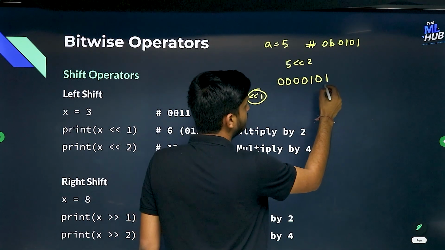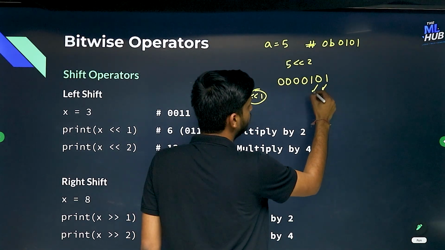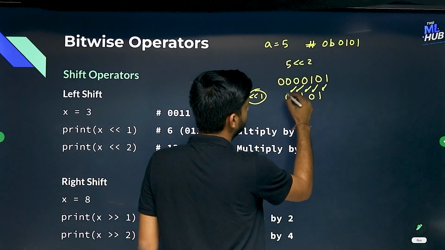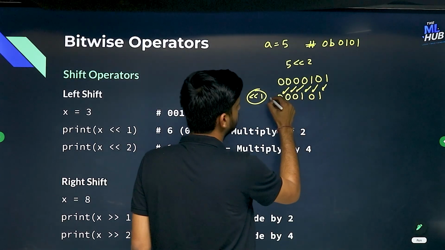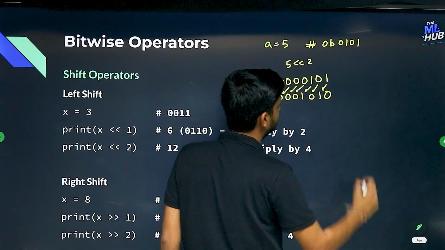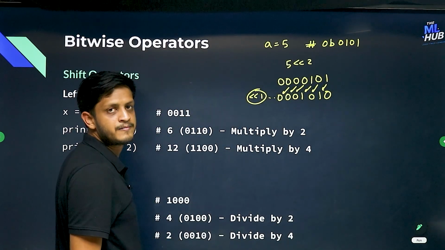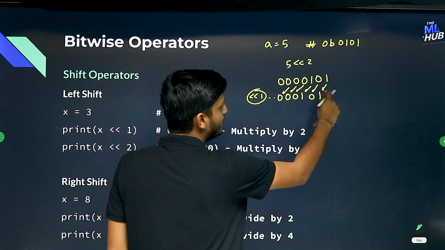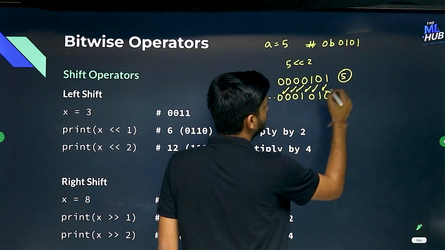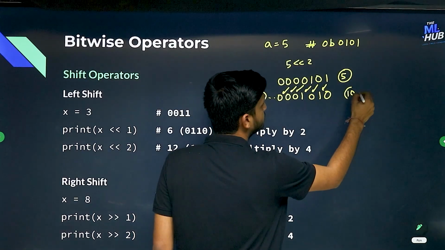Then what will happen? This 1 will go here, this 0 will go here, this 1 will go here, this 0 will go here, this 0 will go here, this 0 will go here, and so on. Right? And at the end, a 0 will be added. So everything will be shifted and a 0 is added. So now this is the binary of what? This was 5. If you check, this is the binary of 10.